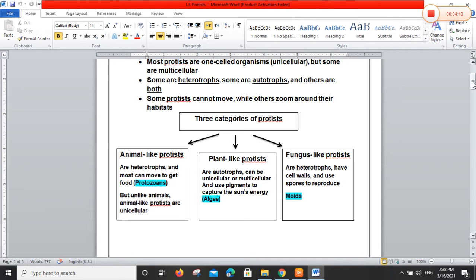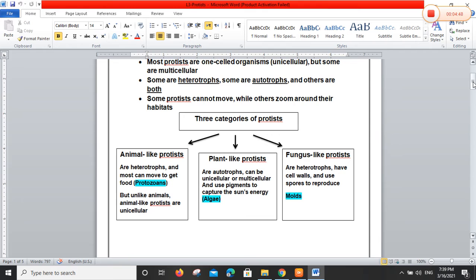Algae use pigments to capture the sun's energy. So not all algae are green. Some algae are red, some are brown, some are orange, and so on. They use pigments to capture the sun's energy. Third category, fungus-like protists, are heterotrophs, not autotrophs.